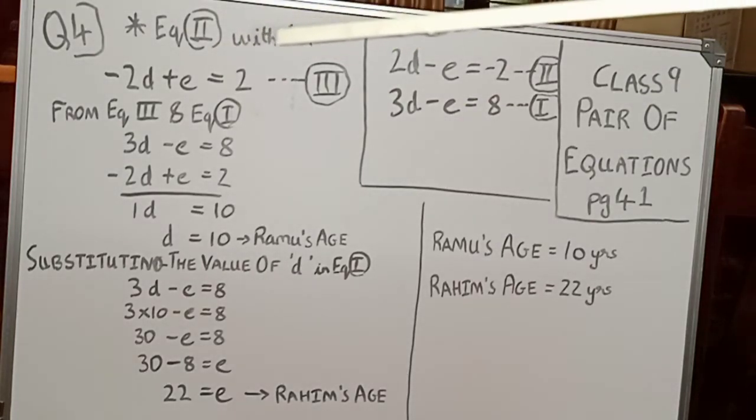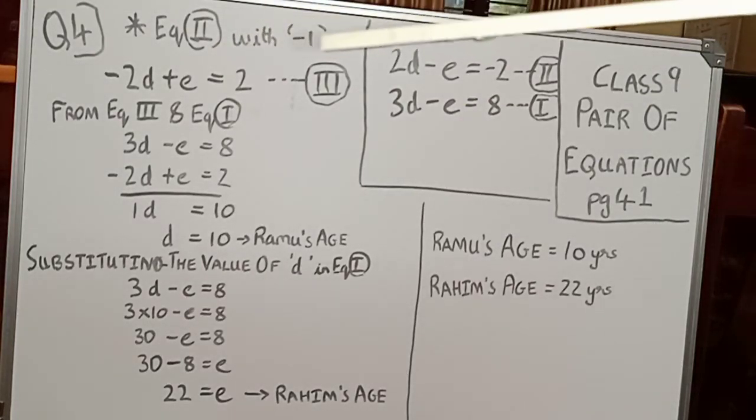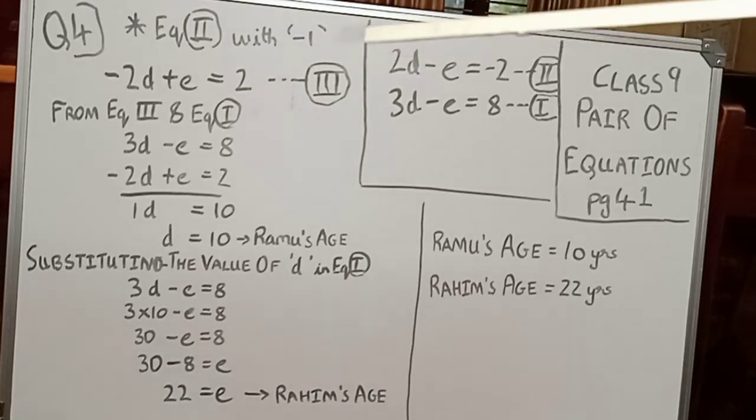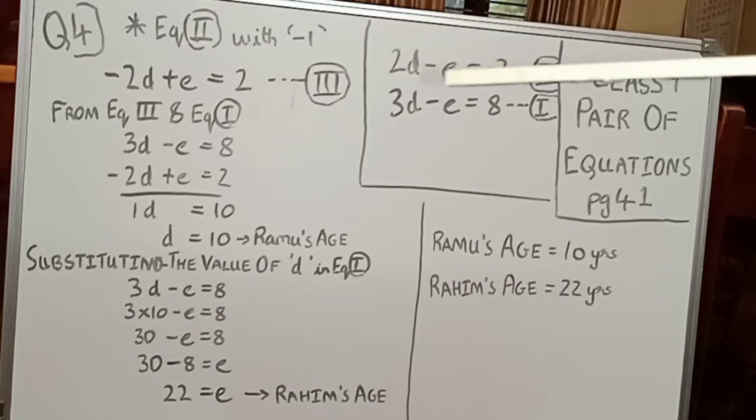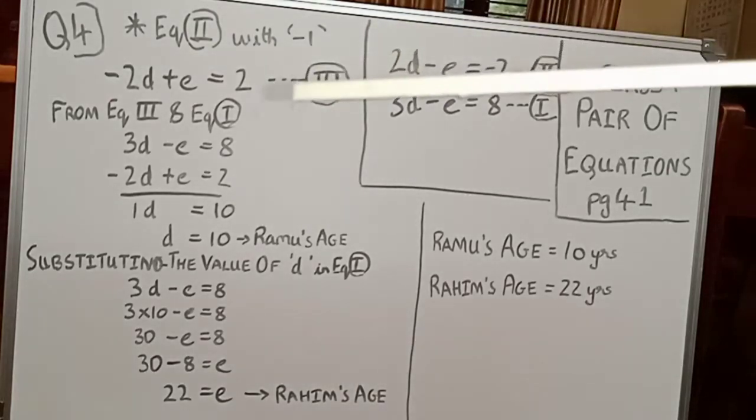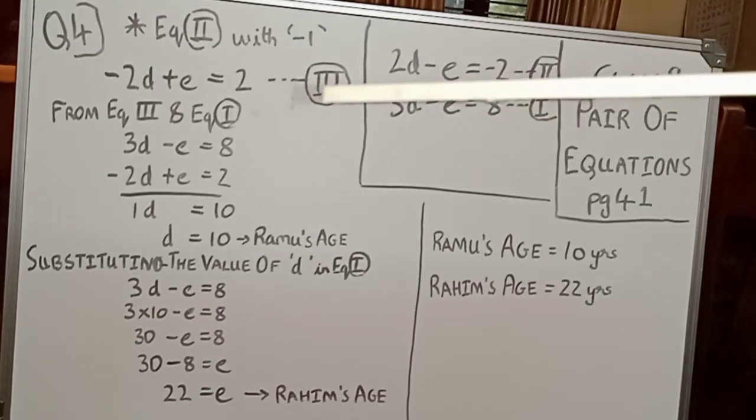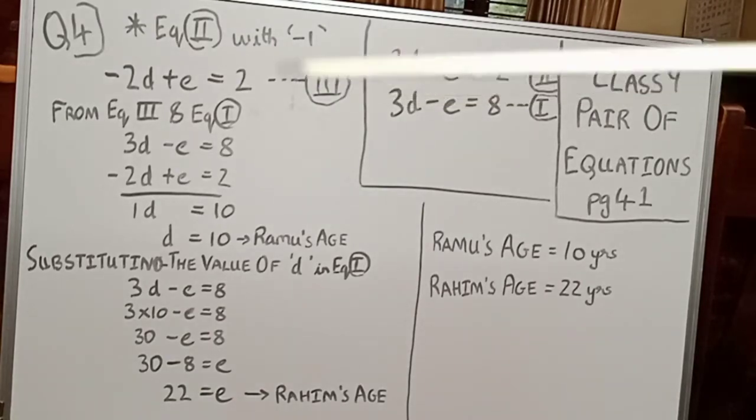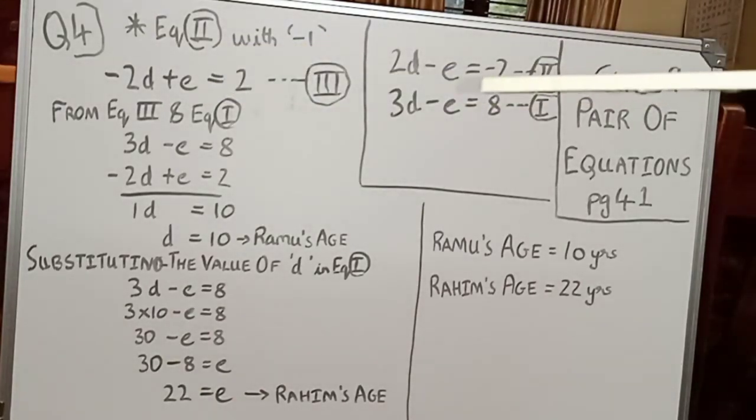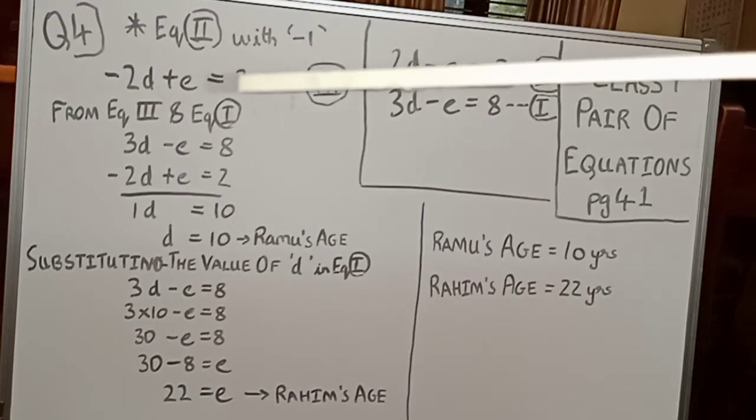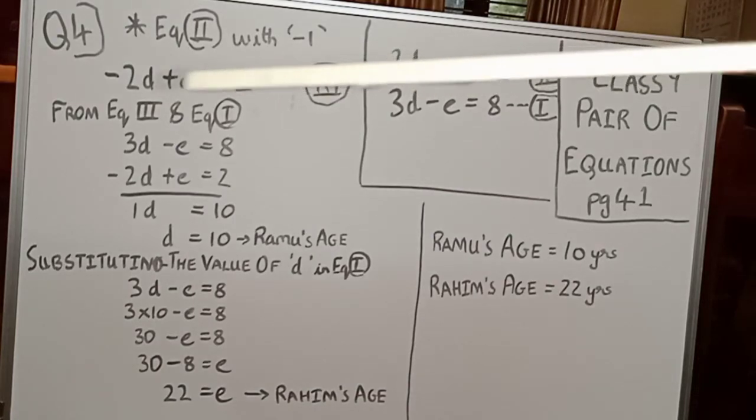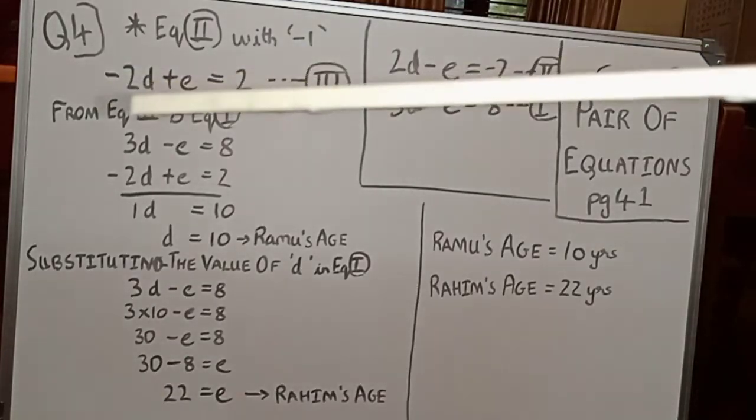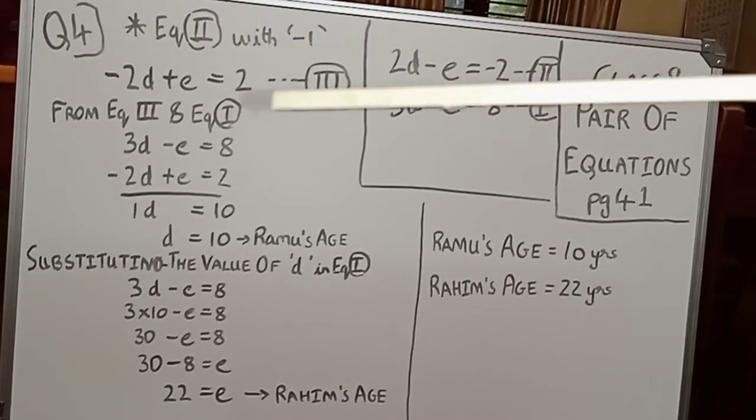We are going to equation number 2. We are multiplying it with minus 1. So when you multiply it with minus 1, equation number 2 will transform into minus 2d, and the e sign, minus and minus will get plus, and this minus sign over here will be plus. So you will get the final answer, when you multiply with minus 1, as minus 2d plus e equal to 2.